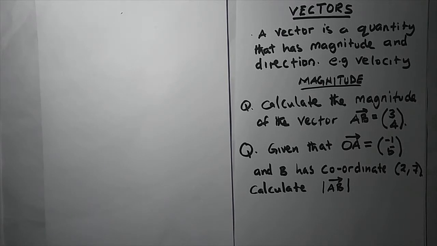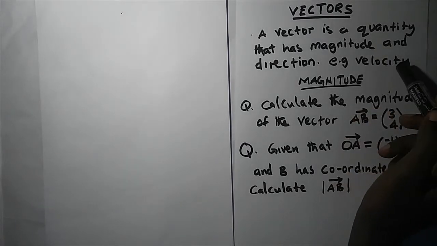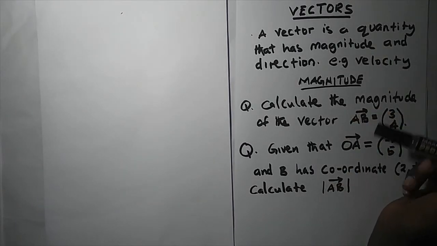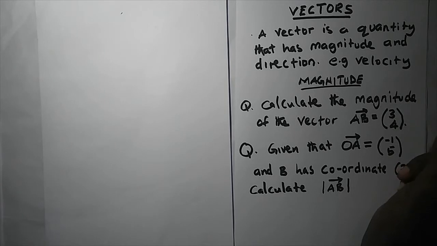This time in this lesson I would like us to look at vectors in 2 dimensions, and I'll start off by defining what a vector is. A vector is a quantity that has magnitude and direction. So it has both size or magnitude and also direction. An example of a vector is velocity. There are so many examples that we can give, but velocity is one of them. Normally we give direction for velocity and also magnitude.